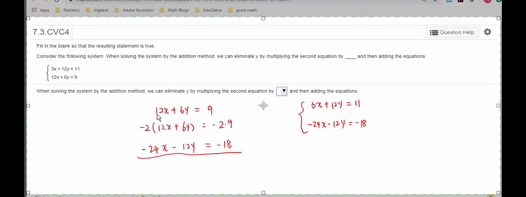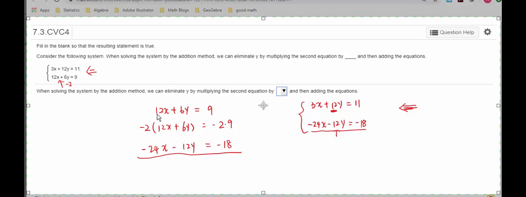As you can see, this system looks different from the original system because of the second equation. But since we got this equation by multiplying -2 to the original second equation, the system here is equivalent to the original system. The reason we have to do this is because now if you take a look at the coefficient of y, one is +12, the other one is -12. So they are exactly the opposite.